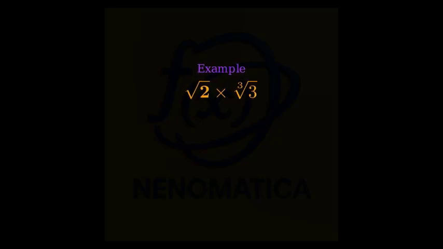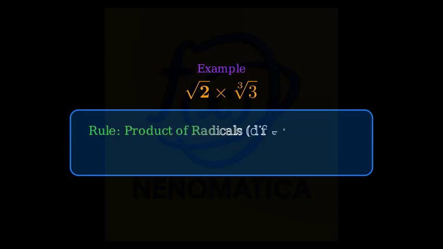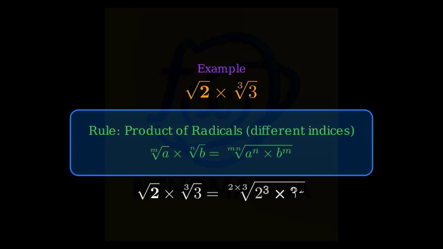Problem statement in bold orange. Square root of 2 times cube root of 3. Rule box. Product of radicals with different indices says mth root of a times nth root of b equals mnth root of a to the n times b to the m. Apply the rule to rewrite the expression with a common 6th root. Now, write the product inside as 72 under the 6th root.